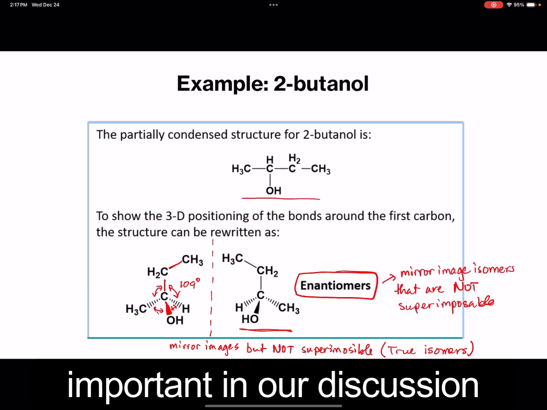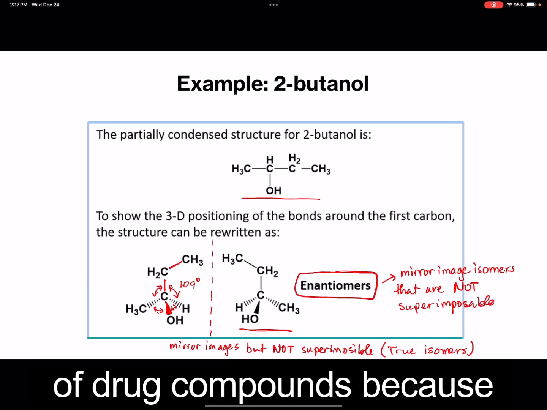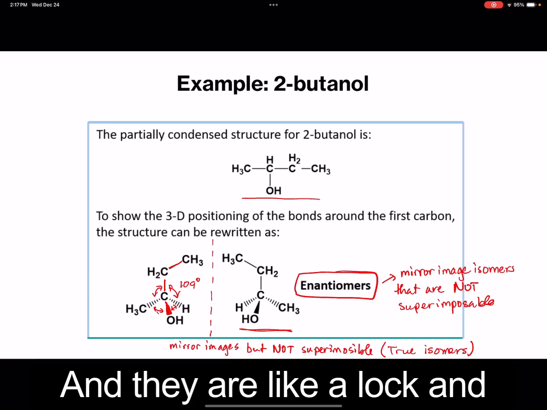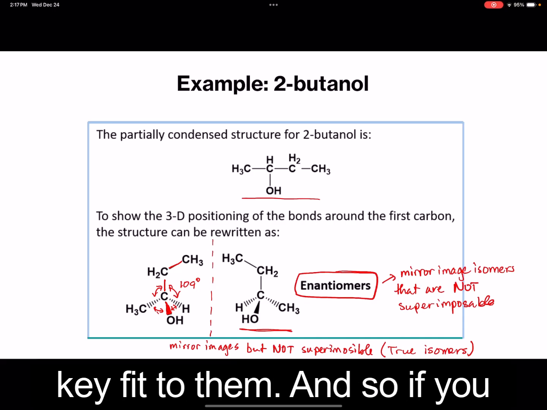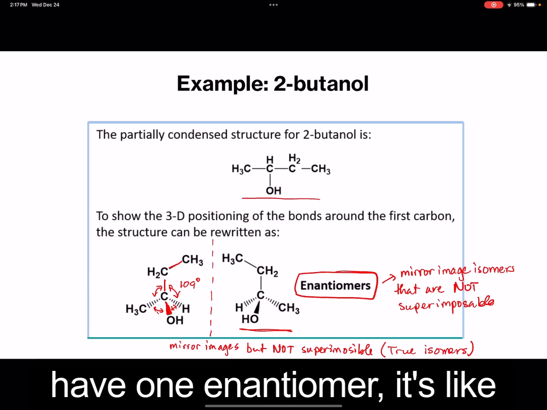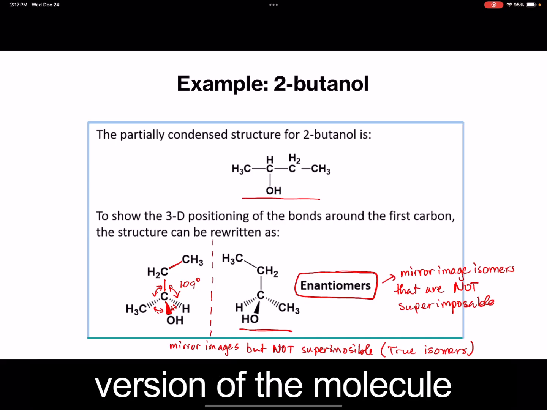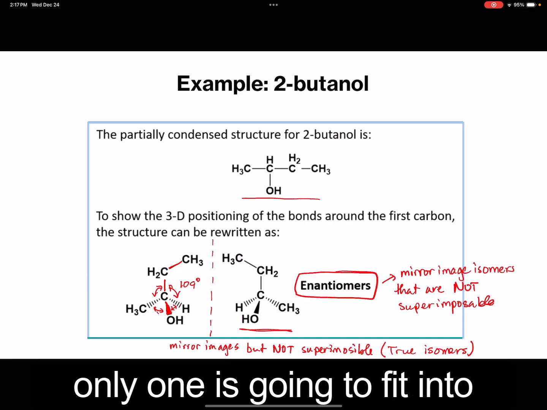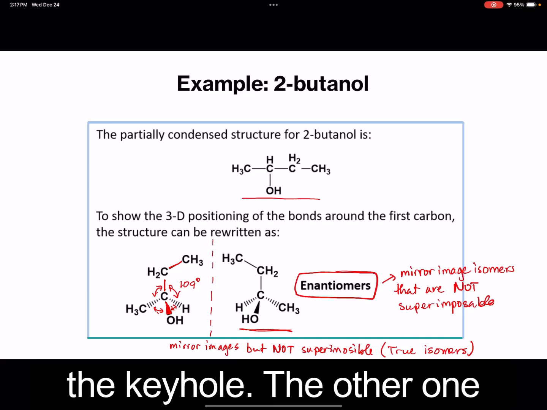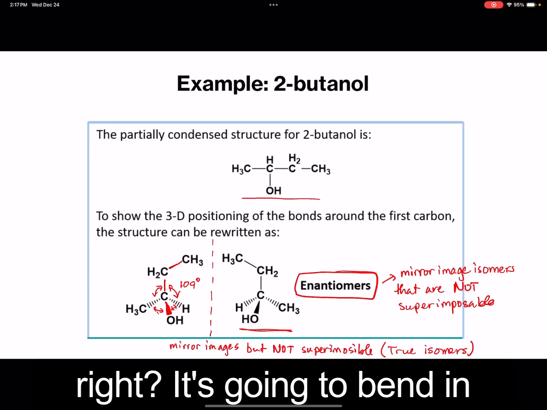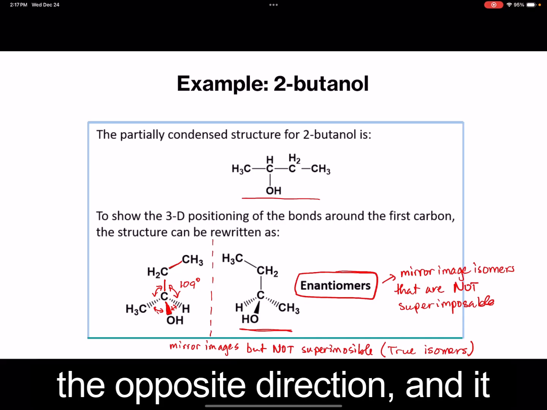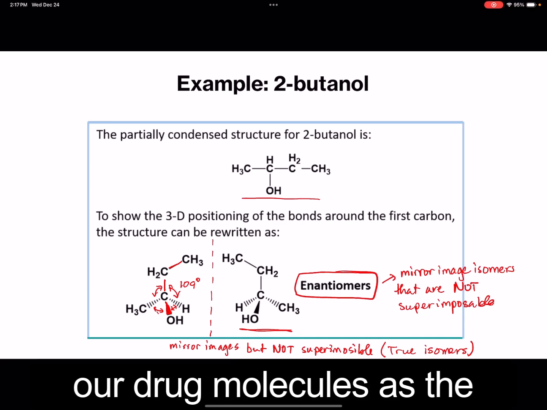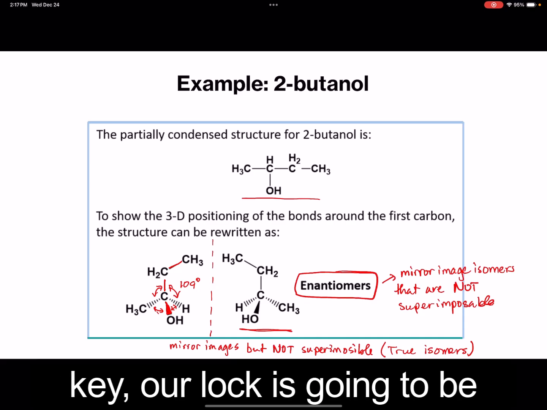Okay? This becomes very important in our discussion of drug compounds because drugs interact with proteins and they are like a lock and key fit to them. And so if you have one enantiomer, it's like having the left-handed version of the molecule versus the right-handed version of the molecule. And only one is going to fit into the keyhole. The other one would be the wrong shape, right? It's going to bend in the opposite direction and it won't fit into that same lock. So if we're thinking of our drug molecules as the key, our lock is going to be very specific for that shape.